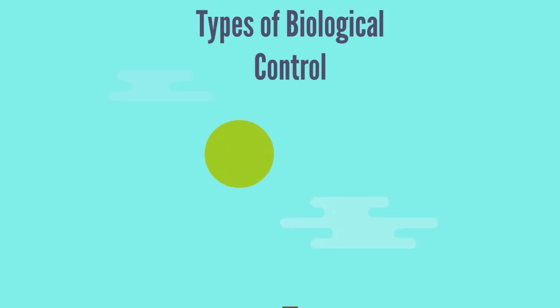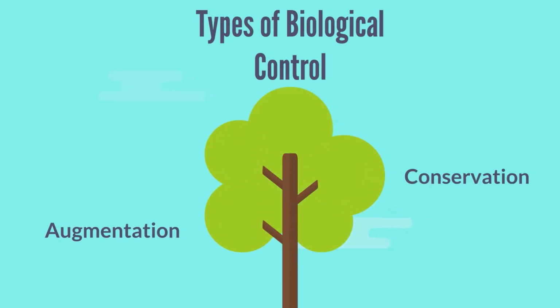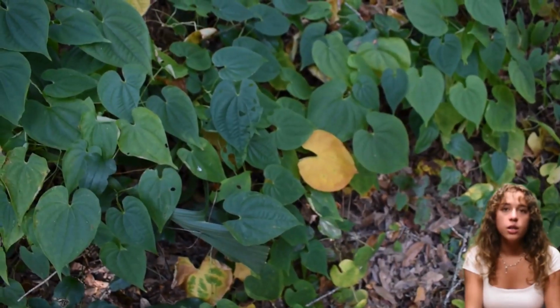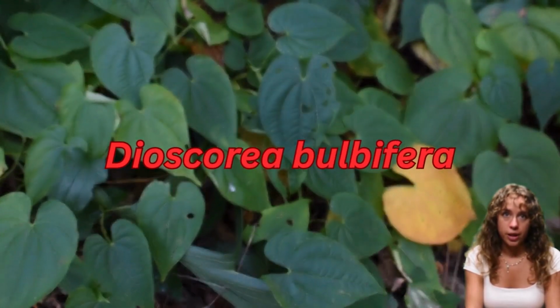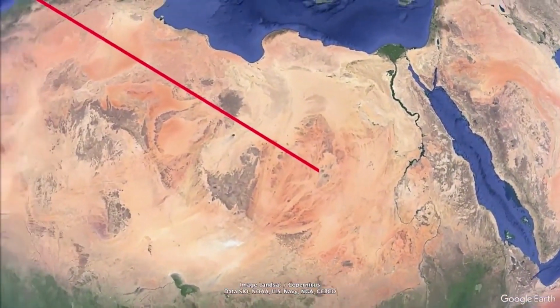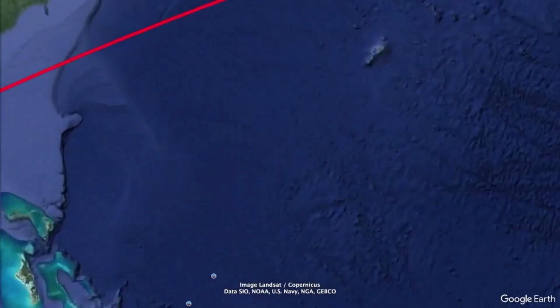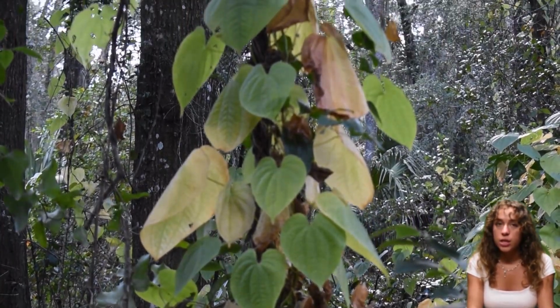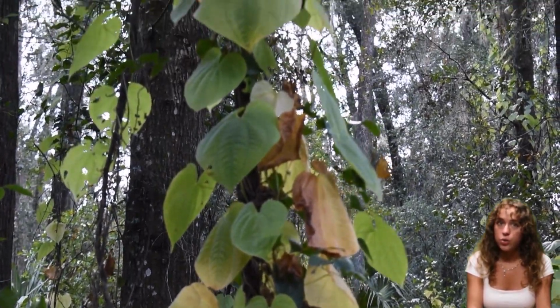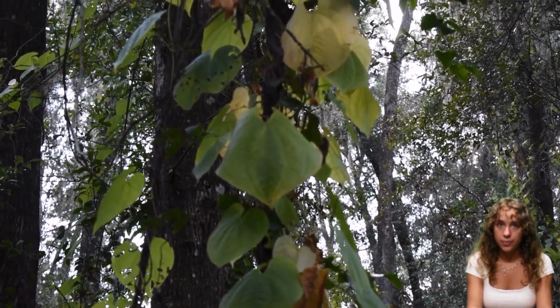There are three types of biological controls: augmentation, conservation, and classical. In this video, we'll talk about classical control. So let's take the air potato, or Dioscorea bulbifera. Its native range includes tropical Asia, Africa, and northern Australia, and could have been introduced with the slave trade in the 19th century. However, some believe it was introduced by botanists or as a food source for growing human populations.